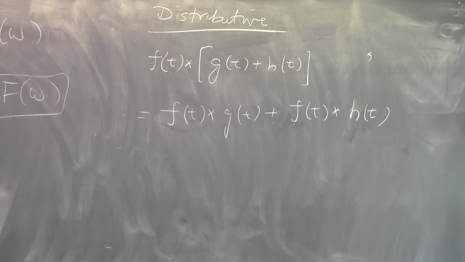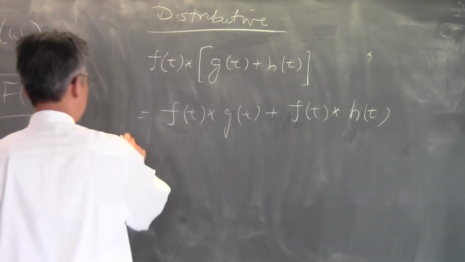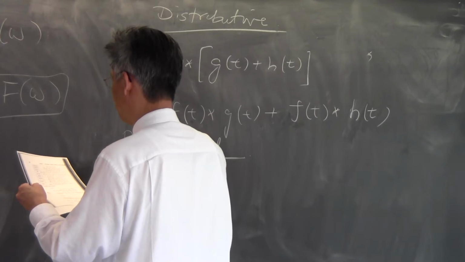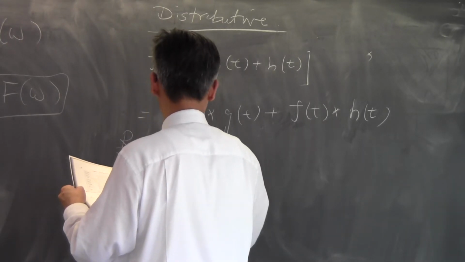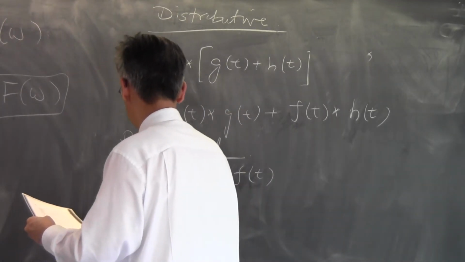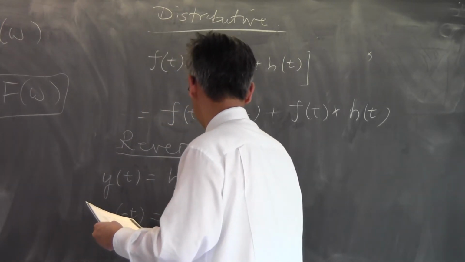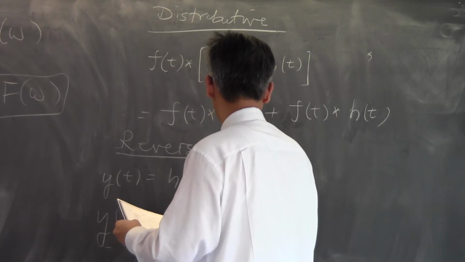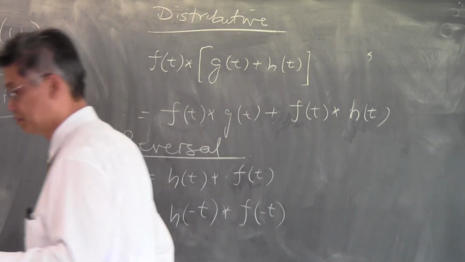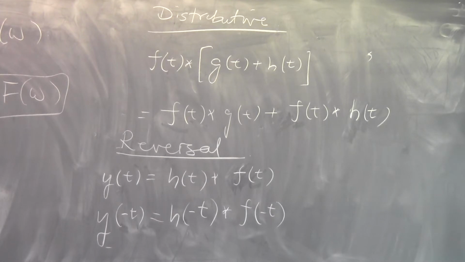Another one is the reversal property. And that you can prove yourself. If y of t equals h of t convolving with f of t, then if you were to reverse time, it would just be h of minus t convolving with f of minus t. That you can prove very easily too, using the Fourier transform property or the direct definition of what a convolution is.